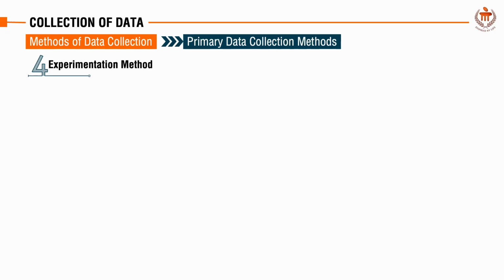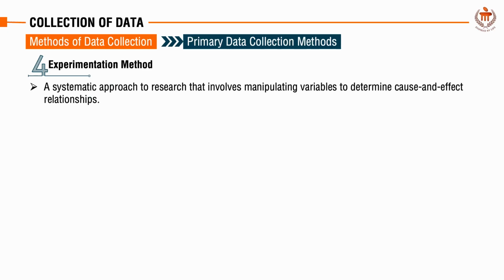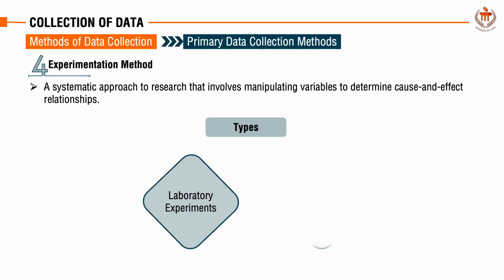experimentation study. When we talk about experimentation, it is a systematic approach to research that involves manipulating variables to determine cause and effect relationships. It allows researchers to test hypotheses in a controlled setting and observe how changes in one variable affect others. Basically, there are two main types of experiment. It can be a laboratory experiment or a field experiment.